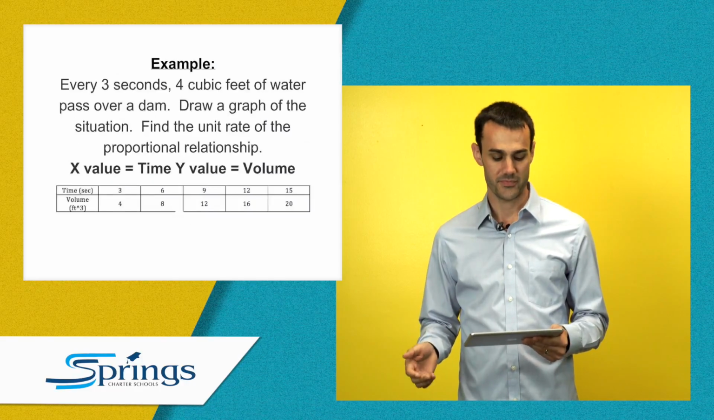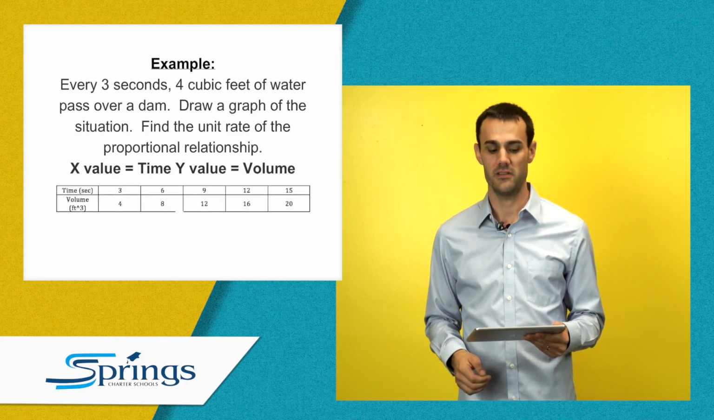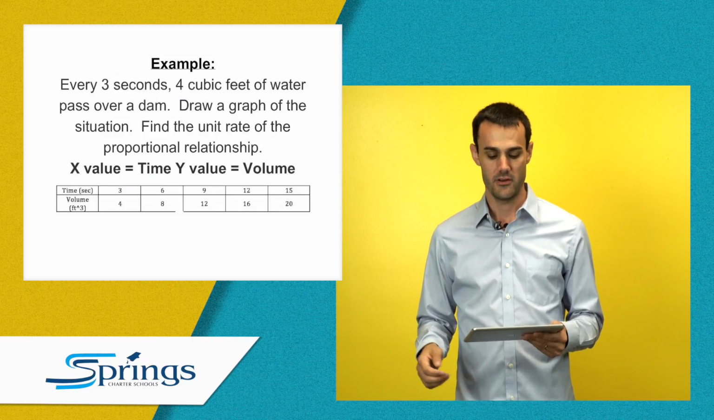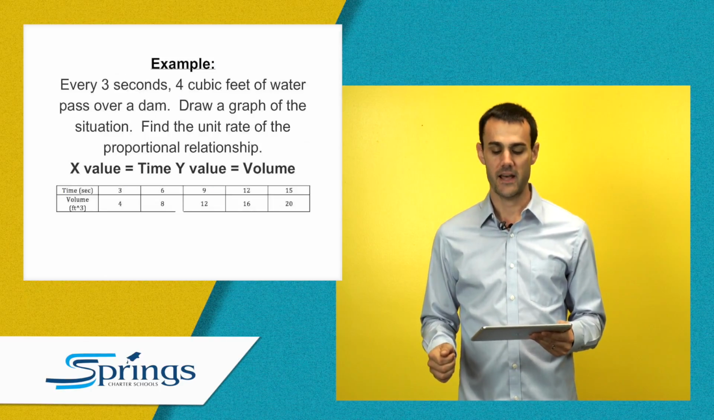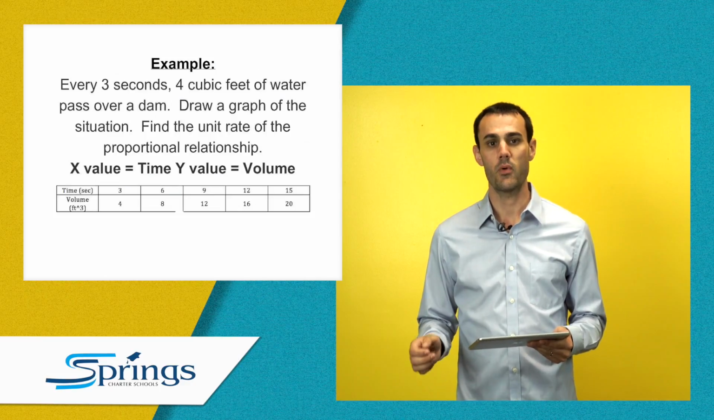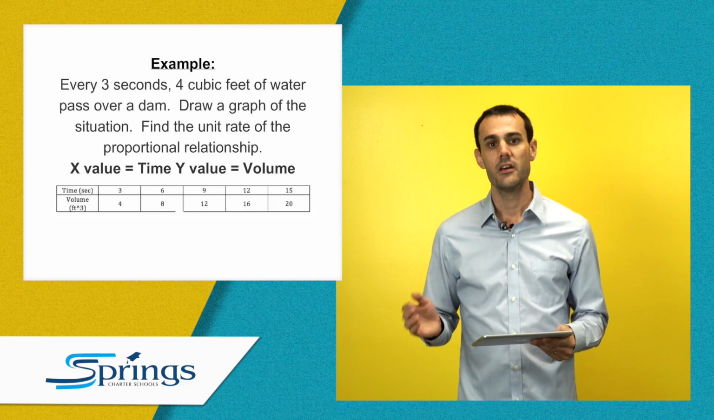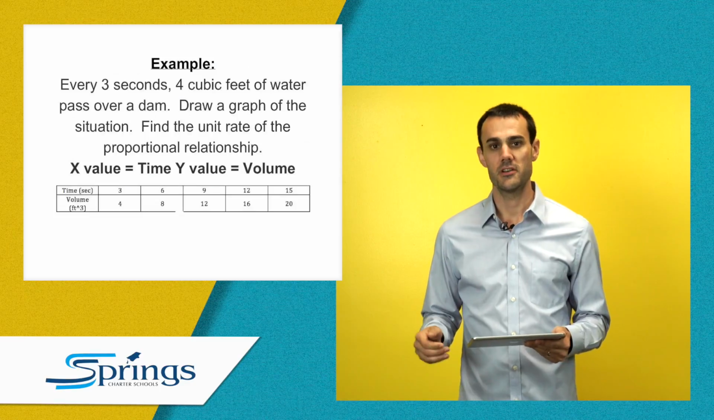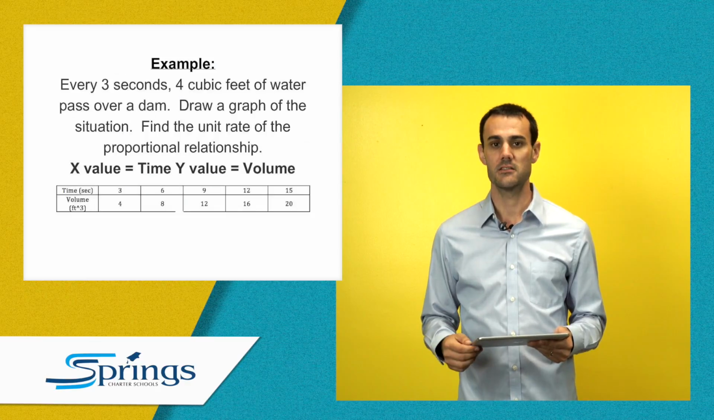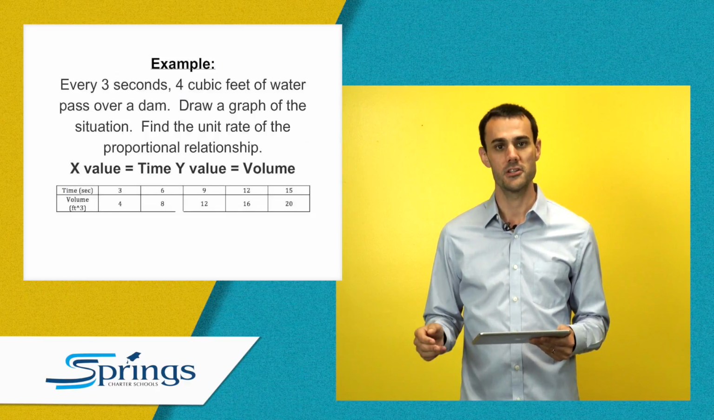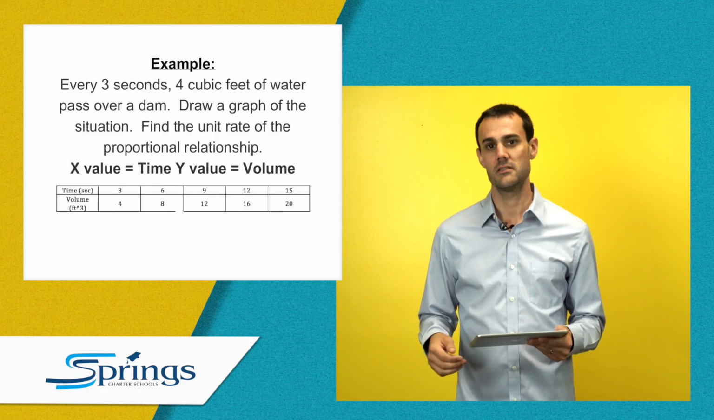For example, every 3 seconds, 4 cubic feet of water pass over a dam. We're asking that we draw a graph of the situation to find out the unit rate and see if this has a proportional relationship or not. You should know that a proportional relationship when graphed has 2 characteristics. The first is that the graph is a straight line, and the second is that the line must pass through the origin, which is located at the coordinates 0, 0.